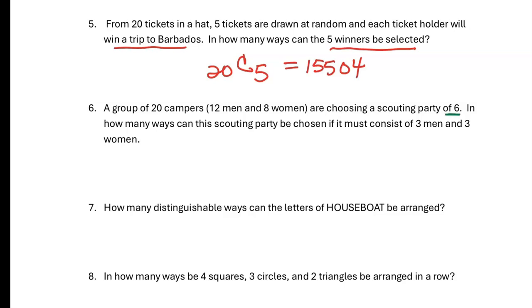Okay, next one. A group of 20 campers, 12 men and 8 women, are choosing a scouting party of 6. In how many ways can this scouting party be chosen if it must consist of 3 men and 3 women? Okay, so let's think about this. Does it matter the order you're chosen? No. So I would say 12 choose 3, times 8 choose 3. So these are the women and these are the men. Then I would multiply those numbers together and get a value.